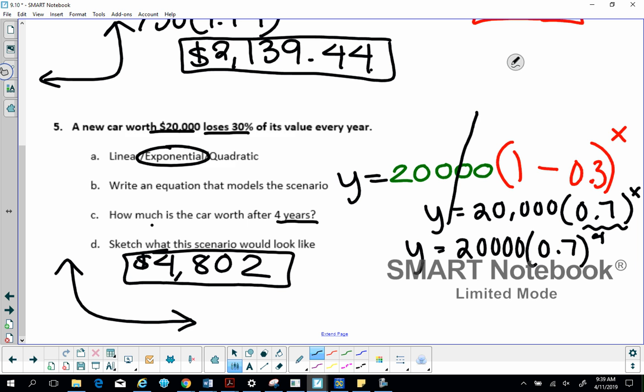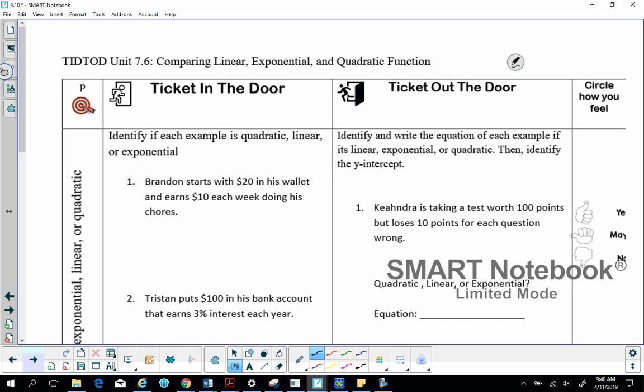Yes, no, maybe? Okay, so what you're going to do is you're going to finish the last 2 or 3 examples I did not go over. So it's a pretty short lesson. You're doing the 2 or 3 left, I'm going to come around, stamp them. Then what you're doing is your ticket out the door, so it looks like this.